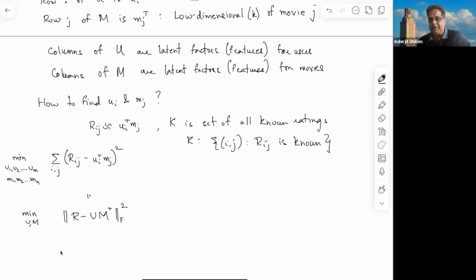And so I'm trying to fit the model to the training data. So this is over all pairs that are known. So this is what is the important difference, right? Which makes this problem very different than the traditional singular value decomposition problem. So this is our objective.